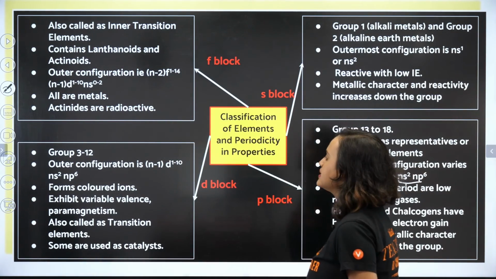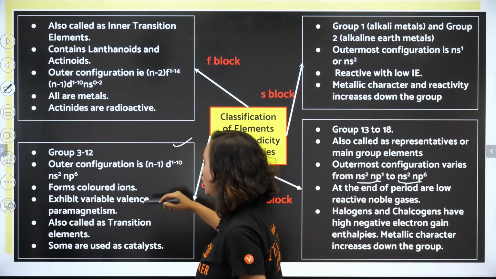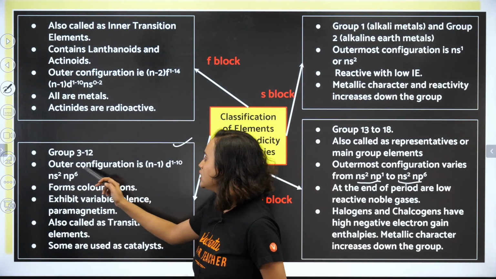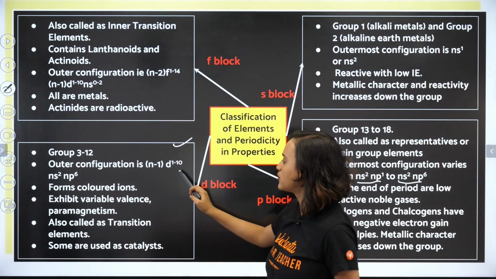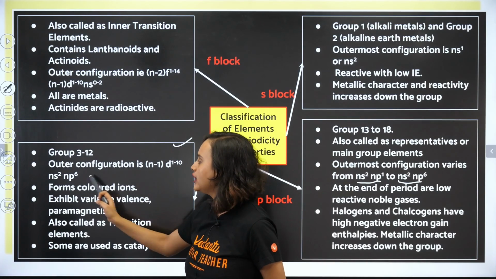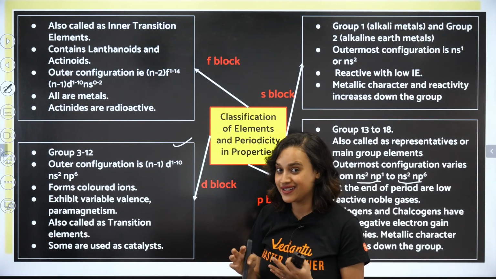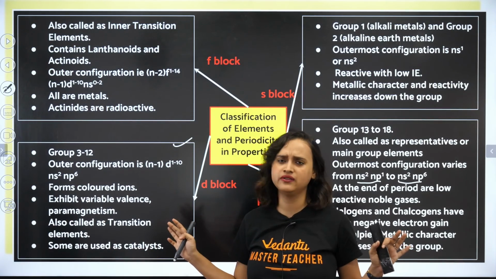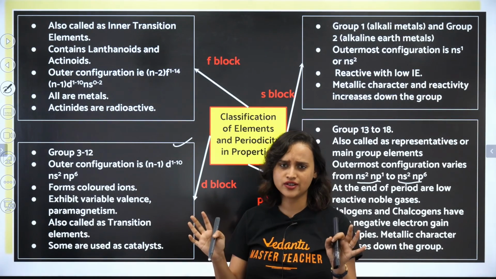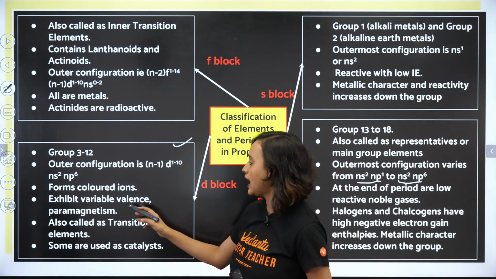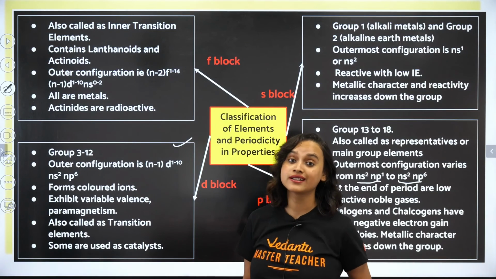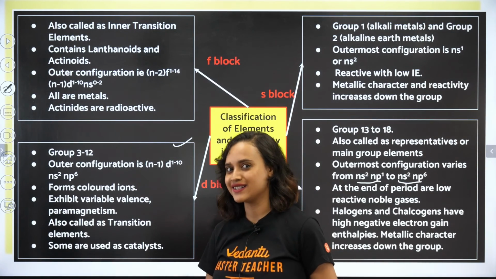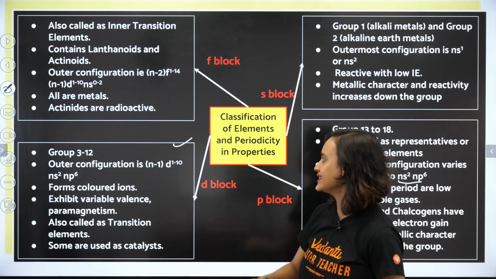Now let's come to the transition elements, that is D block. They are from group 3 to group 12. Outer configuration is N-1 D1 to 10 NS2. They form colored ions. They exhibit variable valencies, lots and lots of valencies, and paramagnetism. They are also called the transition elements, and some of them are used as catalyst.